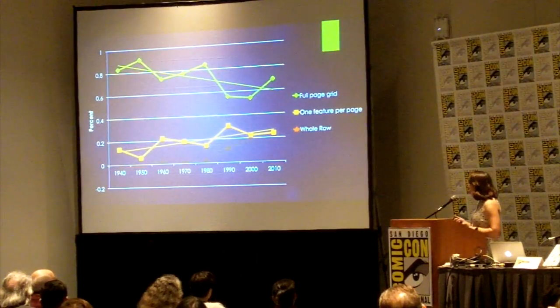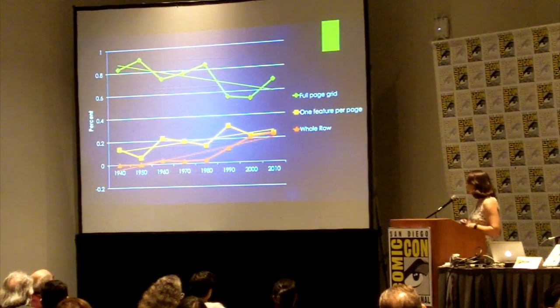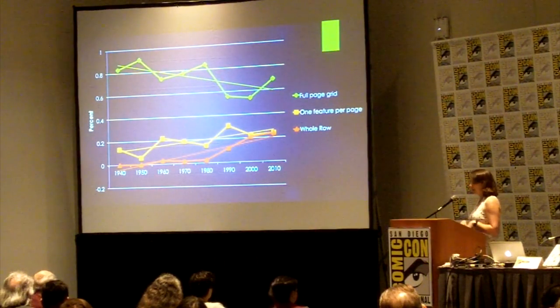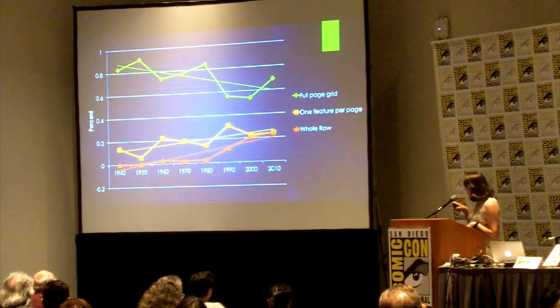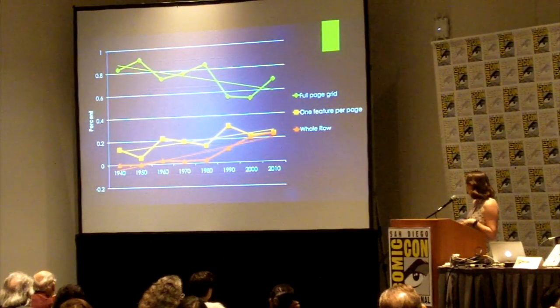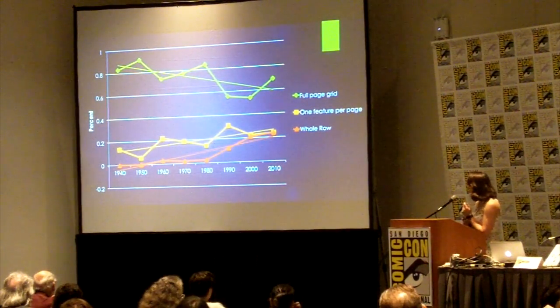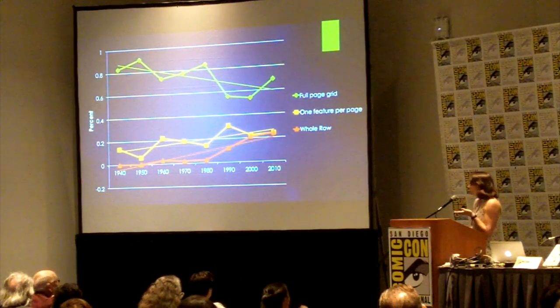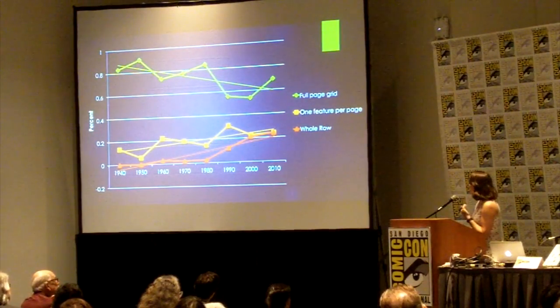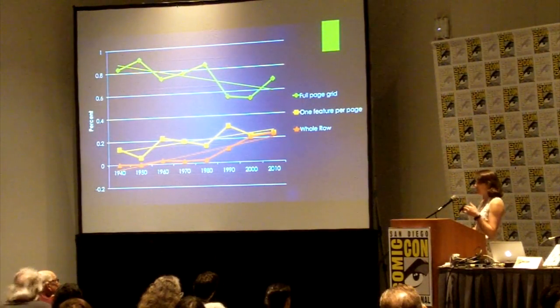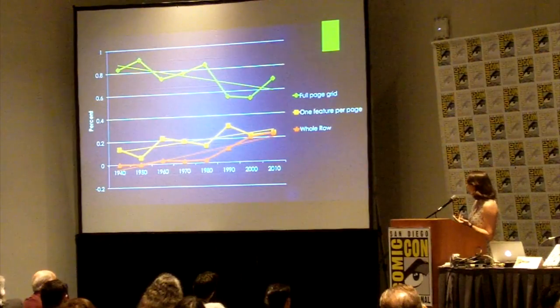And the last thing we'll look at is whole row panels, so again, a page that has entirely whole row panels like we saw in the widescreen example. And again, these two lines at the bottom show almost an inverse relationship to full grid pages. So we can look at this and say that if full grids are decreasing, something must be taking their place. So we can say that one feature per page, these deviations, these whole row panels must be doing just that.